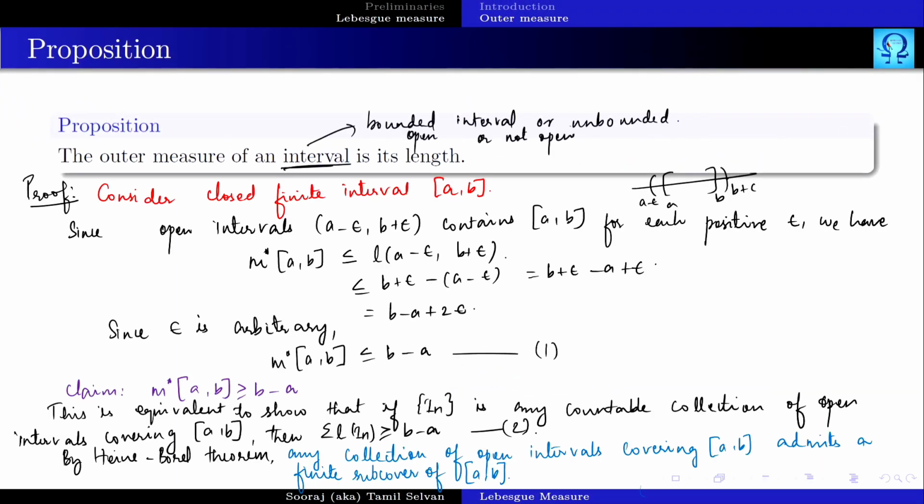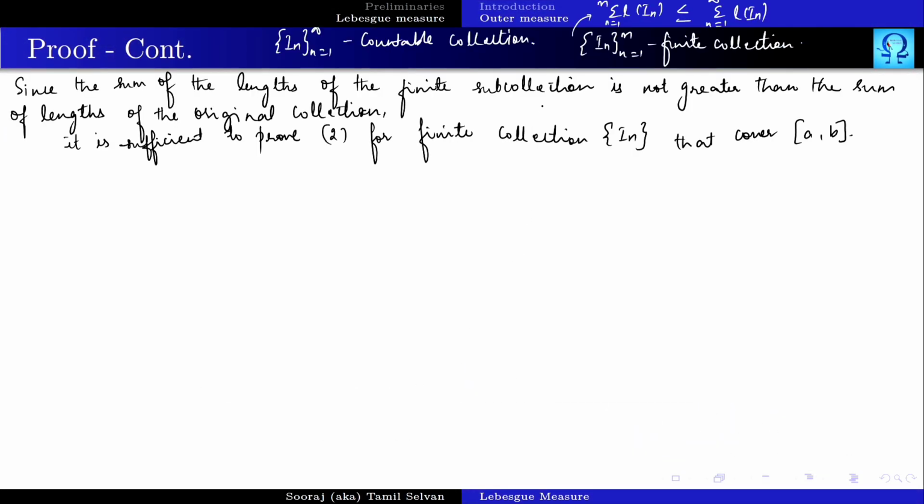So we were trying to prove something. That is what is written in equation 2. So equation 2 can be proved only for a finite collection. Here, n runs from 1 to infinity, right? And what we have here is the summation, n runs from 1 to m, of the lengths of I_n, which is smaller than or equal to, right? So if we prove it only for this, of course, this would carry over. That is what is said there. Okay, now let us begin.